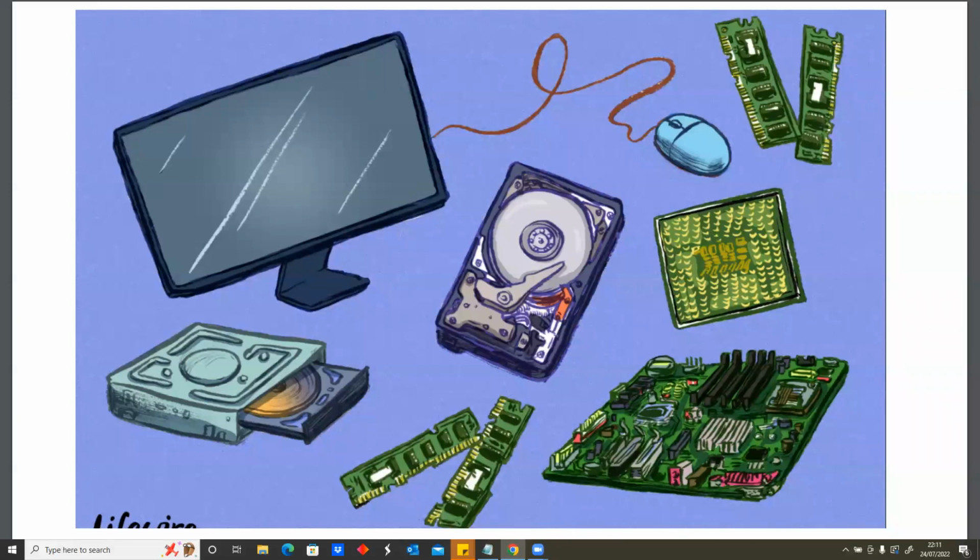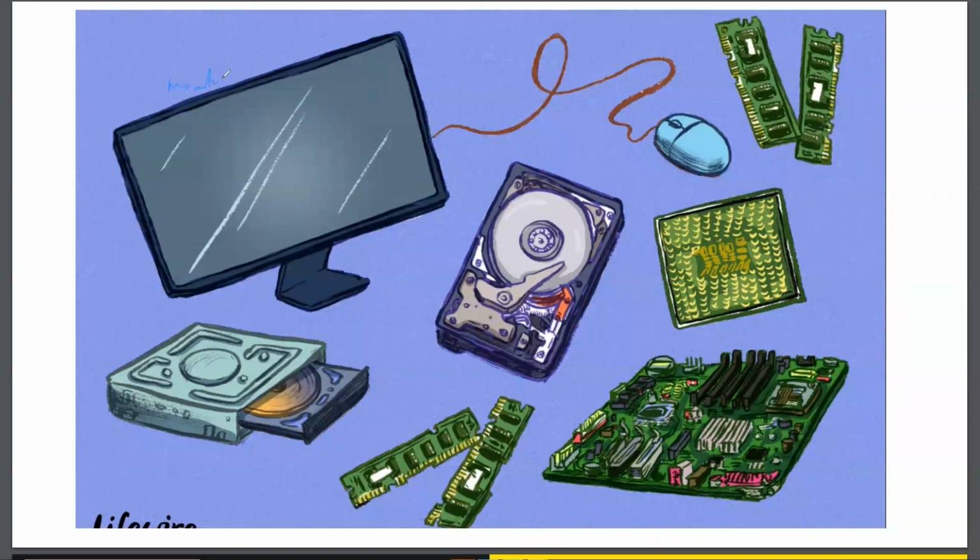We have the monitor. Sometimes people refer to it as the VDU, but I don't know whether anyone does that these days. This is the visual display unit. And there's also the hard drive or the hard disk. Some people may refer to it as something else, or storage.